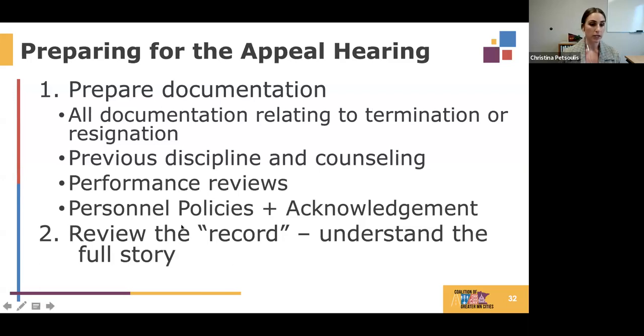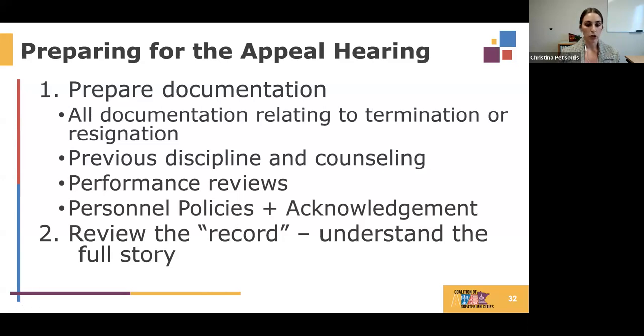I mean, obviously the hearing and the questions that they ask are important, but they like to be directed to certain pieces of documentation during the hearing. So preparing documentation is a very important step. And then second, I would say review that "record," and I put it in quotes, record. So all this documentation that I'm discussing, and make sure that you understand the full story.